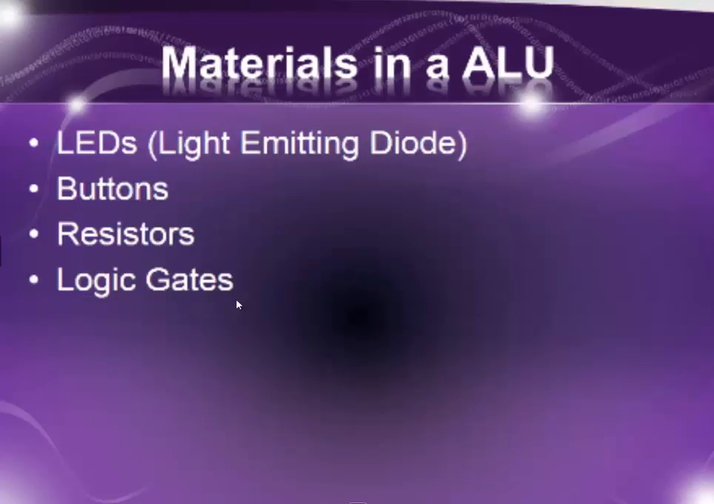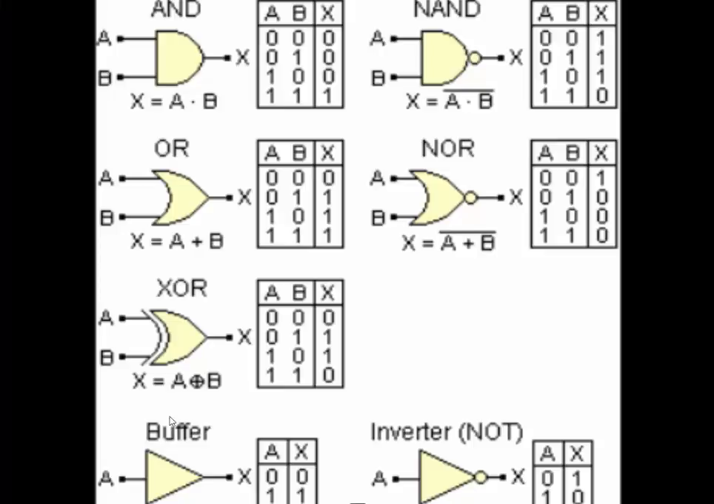And finally, logic gates. Now there are many logic gates that are used in the ALU, and some of them are the AND gate, the OR gate, the NOR gate, and the XOR gate. And of course there are others like the NOT gate and the NAND gate. Now as you can see here, this is the symbol of the gate itself, and this is the truth table of the gate.